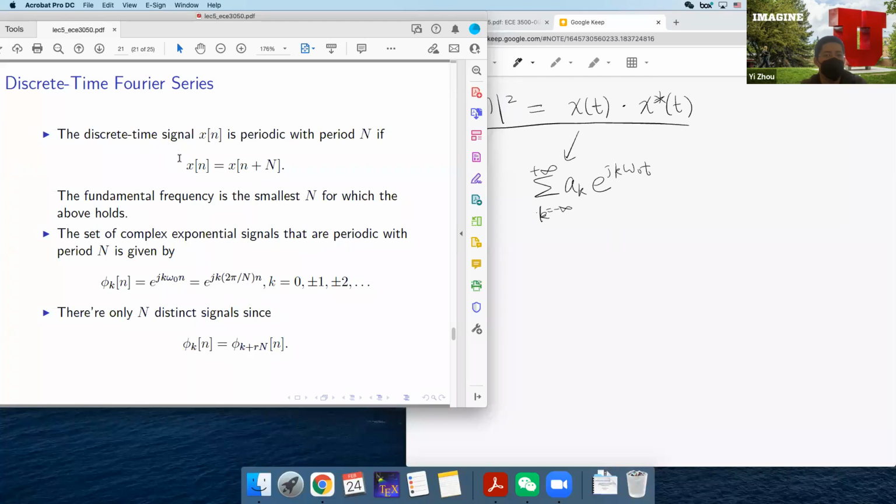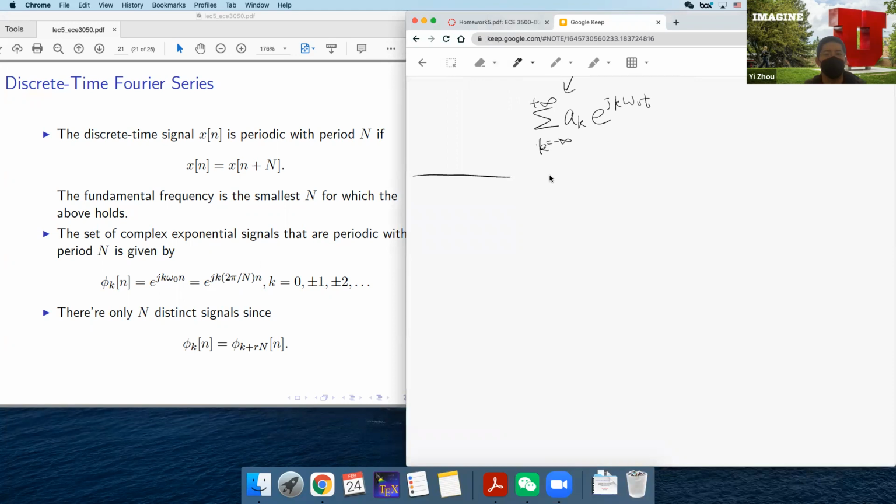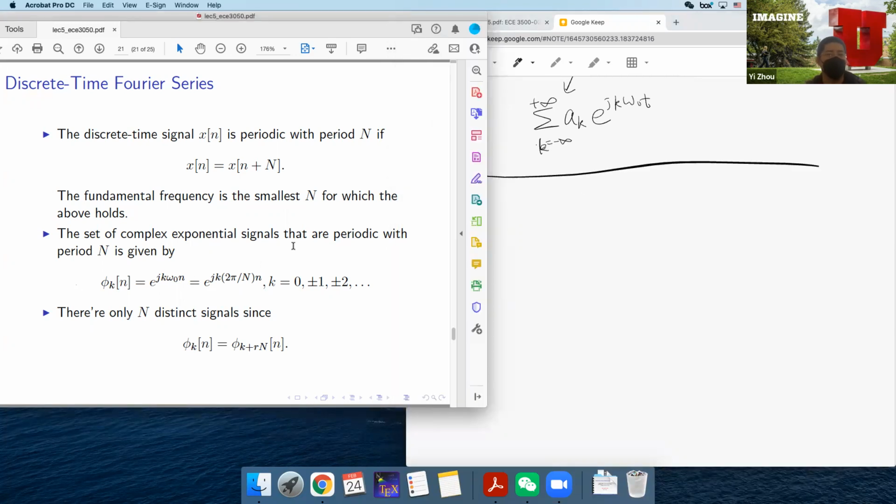And then in order to represent such a periodic discrete time signal, we are going to build up a set of basis functions. But in the discrete case, it is a little bit different. We first consider the set of complex exponential signals that are periodic with the fundamental period capital N, which is given by the following, phi_k[n].